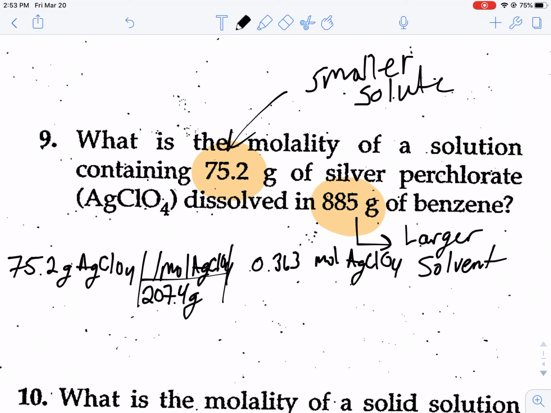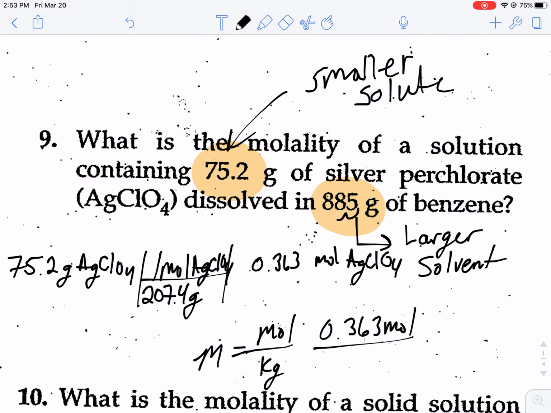Now, to find molality, it's moles over kilograms, and I know my moles is 0.363 moles, and for my kilograms, I'm just going to move the decimal 3 places to convert my grams into kilograms, or divide by 1,000, and I get 0.885 kilograms of solvent. After I calculate that, I get 0.410 molality.